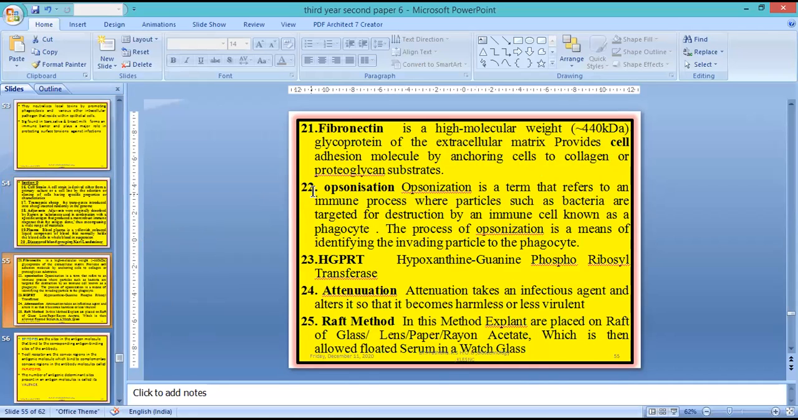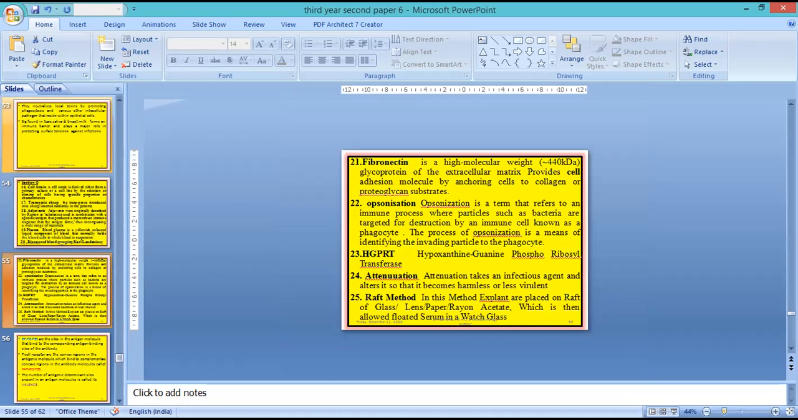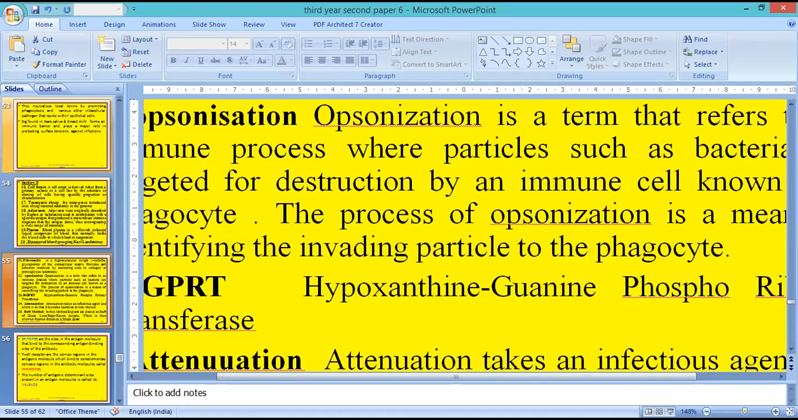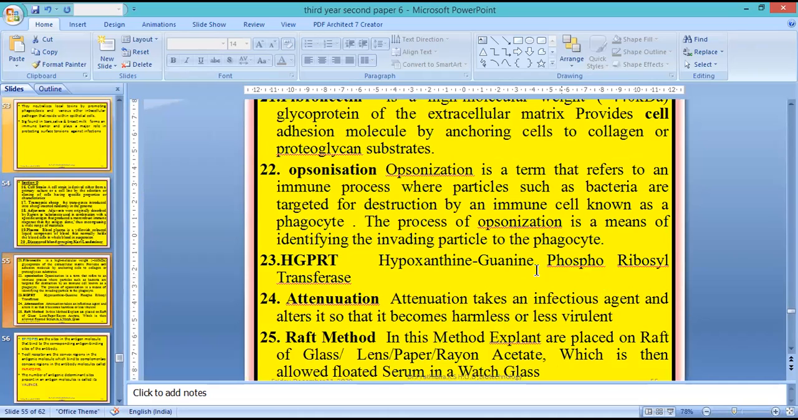Okay, the next question is the 22nd one. Opsonization is a term that refers to an immune process where particles such as bacteria are targeted for destruction by immune cells known as phagocytes. Okay, the process of opsonization is a means of identifying the invading particle to the phagocyte.